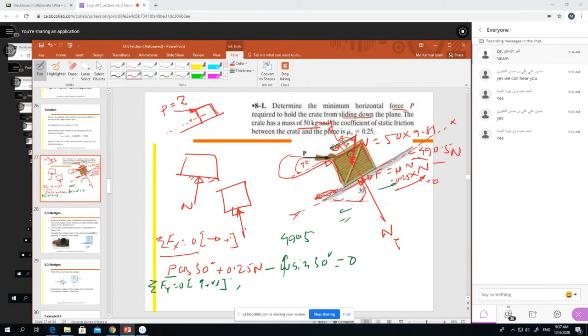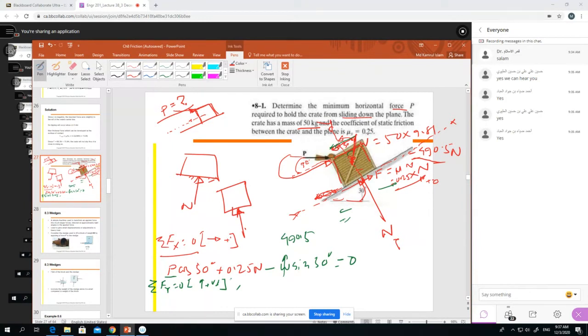Last class you did the calculation. It told me that 50 kilogram means 490.5 newton, and the coefficient of static friction between the block surface and the plane surface is 0.25. Now the question is what should be the P. Yesterday, in the last class, we have done this.